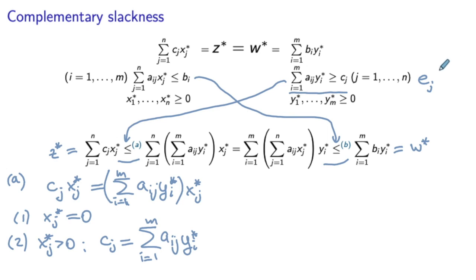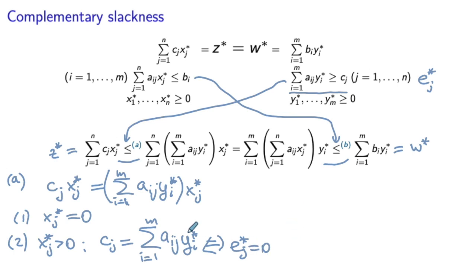All right, so let's denote this by ej star to indicate that this is the excess variable at the optimum when we plug in the values of yi stars in all the constraints. So this is the excess variable for the jth dual constraint at the optimum. All right. So essentially, this is equivalent to saying that ej star is equal to 0.